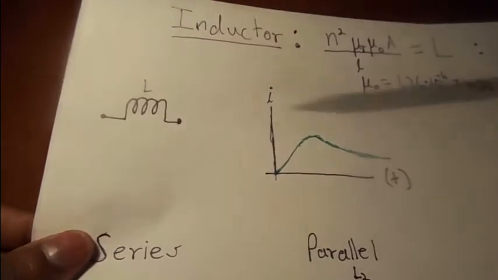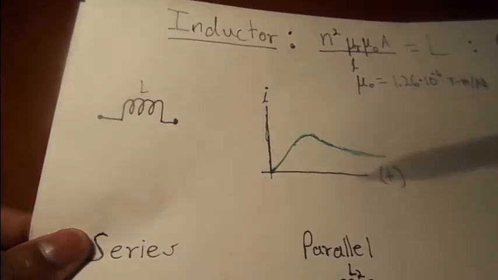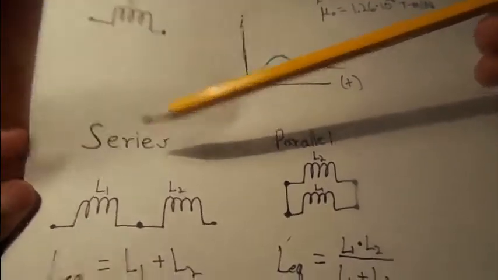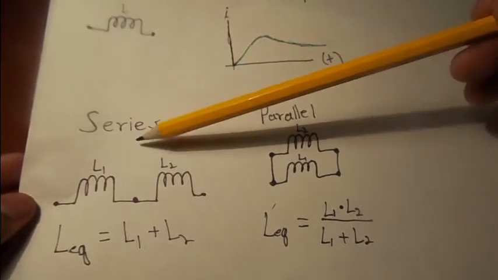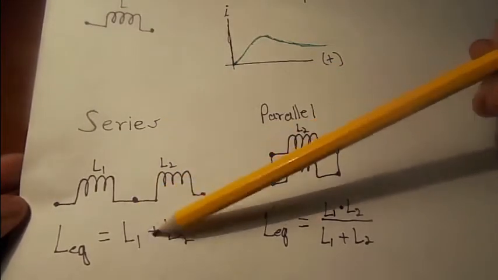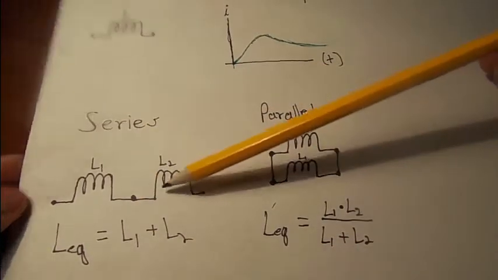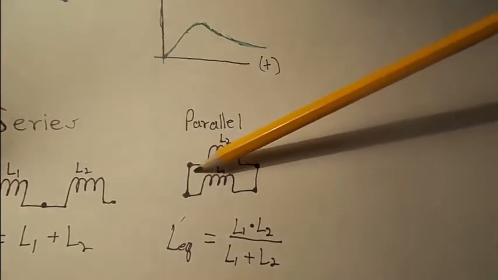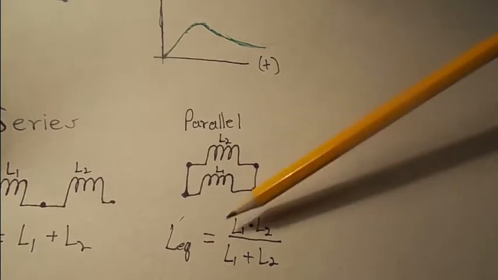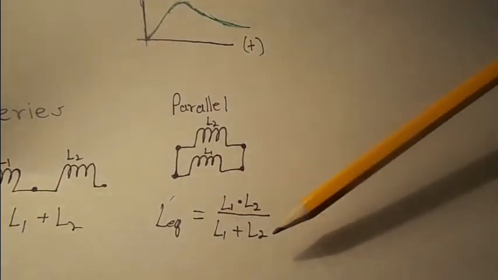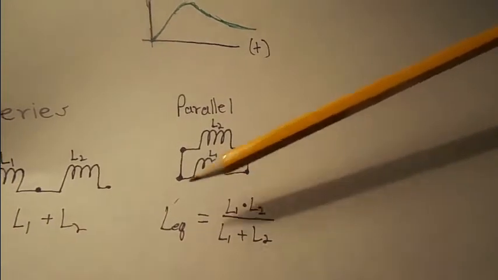inductance, and also what are called harmonic circuits. So in series, these act just like resistors. You have L1 plus L2 when they're connected this way, and in parallel, when they're joined up together, just like a resistor, L1 times L2 over L1 plus L2 equals LEQ.